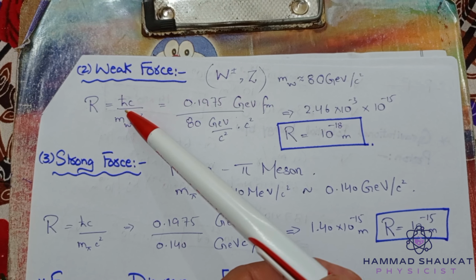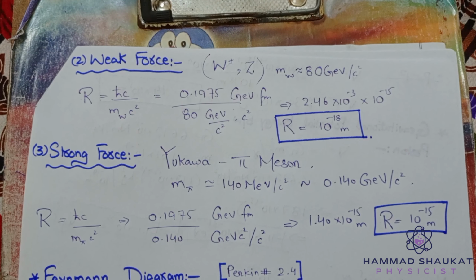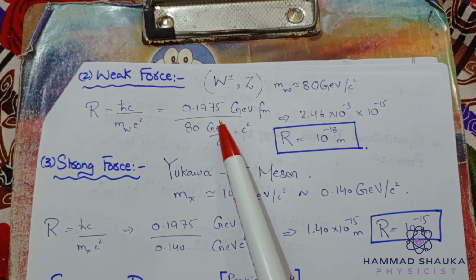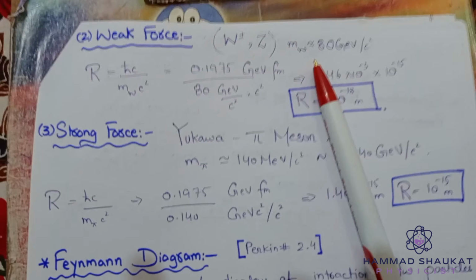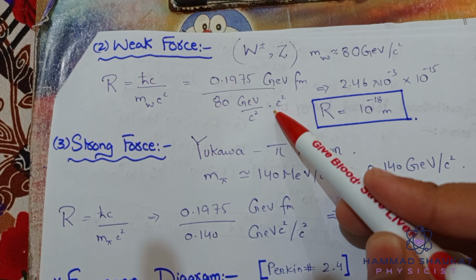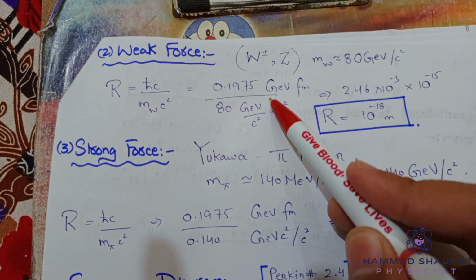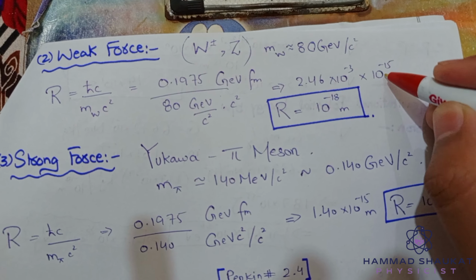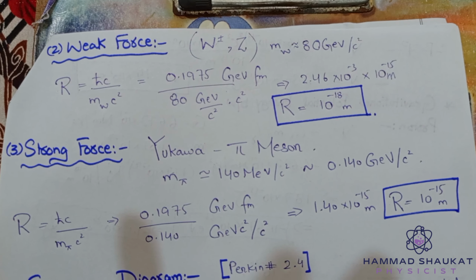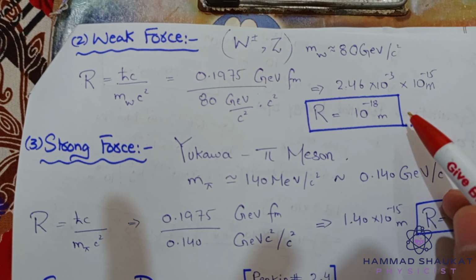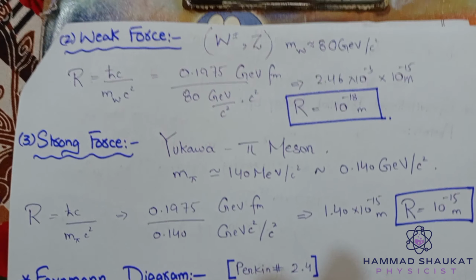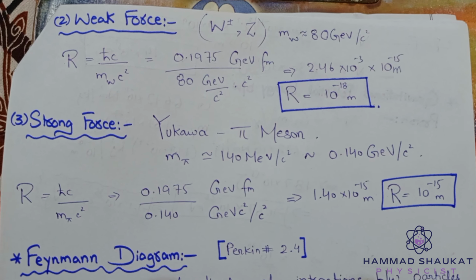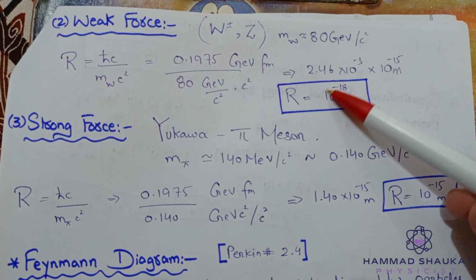We know the value of h cut c is 0.1975 gigaelectron volt femtometer. This is the value of h cut c, and the m value is 80 gigaelectron volts per c square. Now this c square cancels with this c square, and this gigaelectron volt cancels with this gigaelectron volt. This divided by this, you will get the result. And 1 femtometer equals 10 raised to power minus 15 meter. Understood? After calculating, you will find the range is approximately 10 raised to power minus 18 meters. Basically, this is the range of the nucleus.